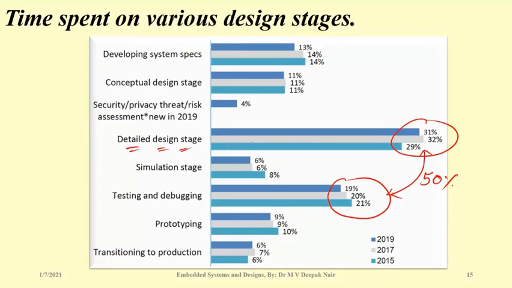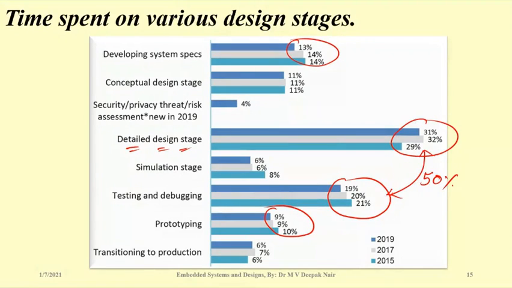The rest is developing the specifications of a system, that means what particular frequency is needed, what temperature is needed, what particular rotation of the motor is needed. These kinds of things take almost 10% of the time. And prototyping, that means the basic first model to run, takes almost 10% of the time.